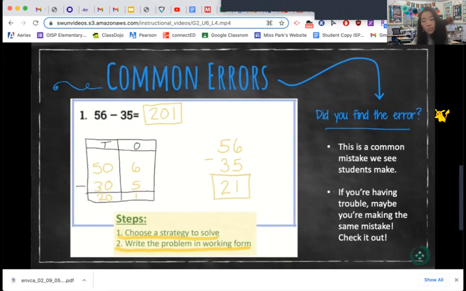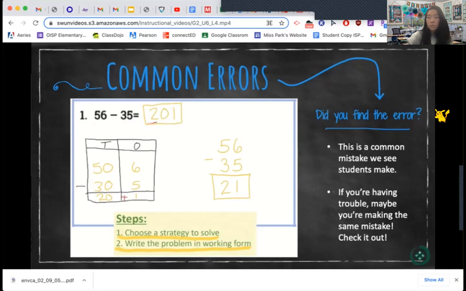Great. Then they need to subtract. We have 6 minus 5, which is equal to 1. Then 50 minus 30, which is equal to 20. So then we would have 20 plus 1. 20 plus 1 is equal to 21. So for 56 minus 35, we should have 21.